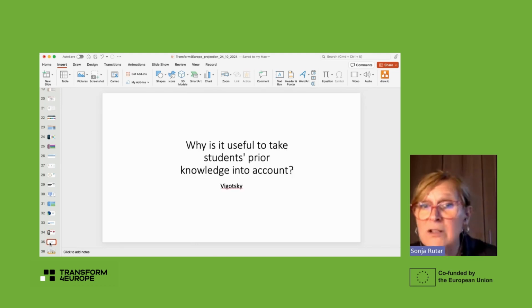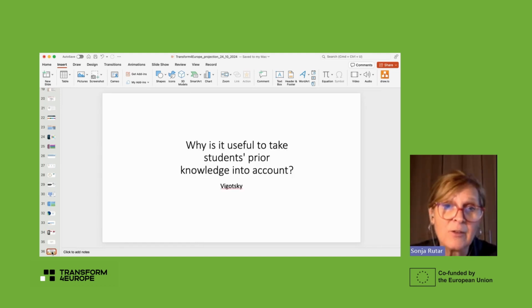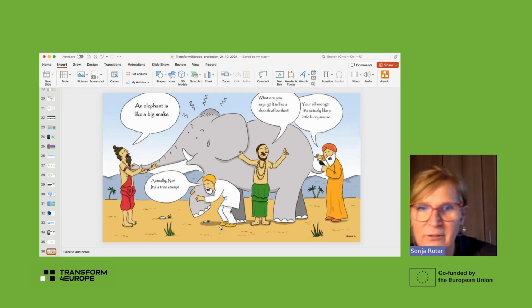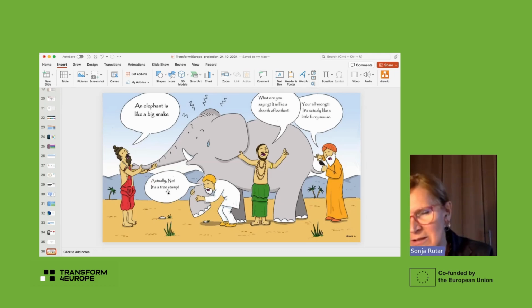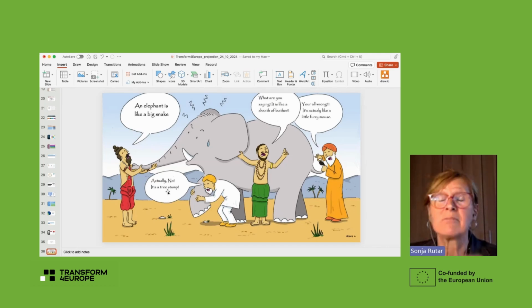And one thing more, why is it useful to take students' prior knowledge into account? You probably know this story about the elephant and the blind people. In the community, an elephant comes, and when they are asked how the elephant looks, everybody says as they experience. So we have to know that students' knowledge and attitudes towards something are connected with their own experiences, and here it starts. And if they then participate in developing questions and developing the process, then it becomes personalized knowledge. Otherwise, they just pass the exam.